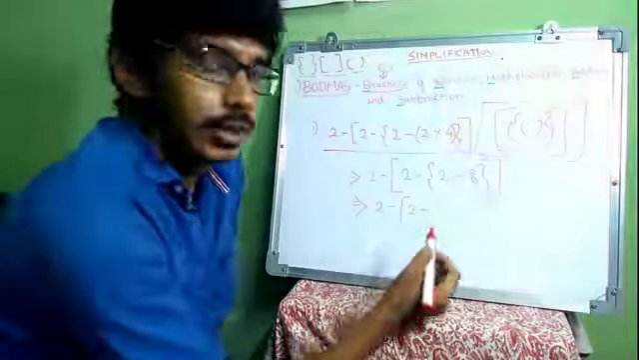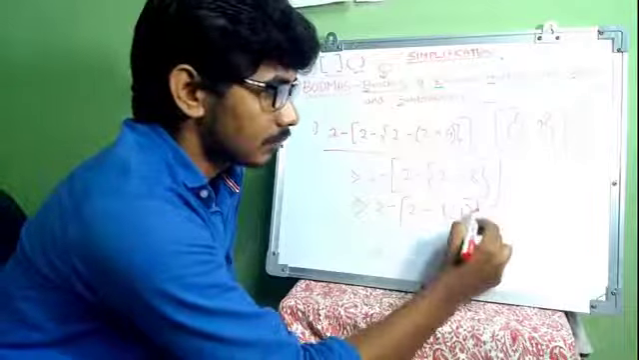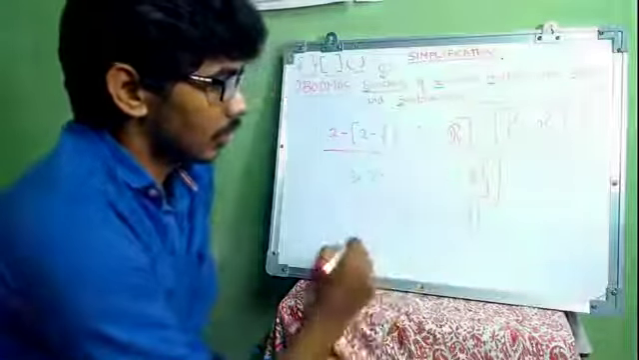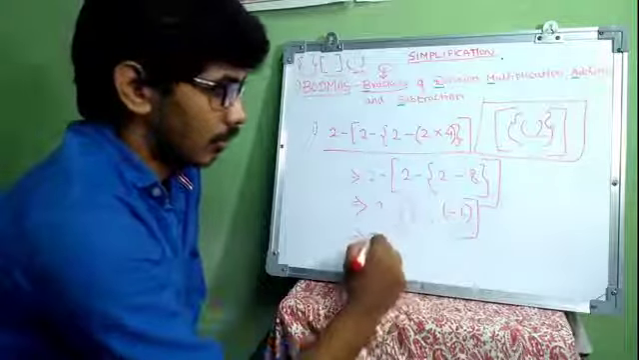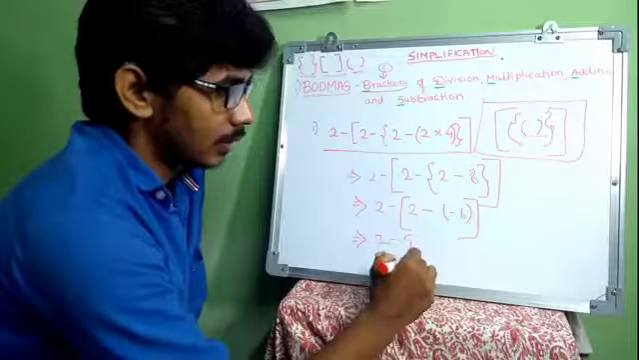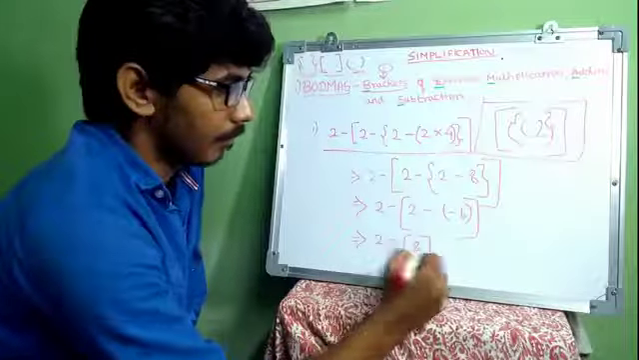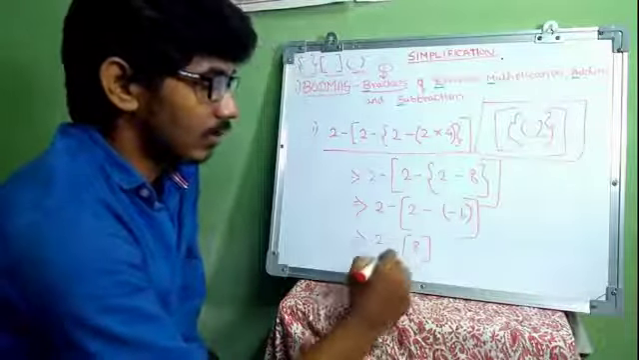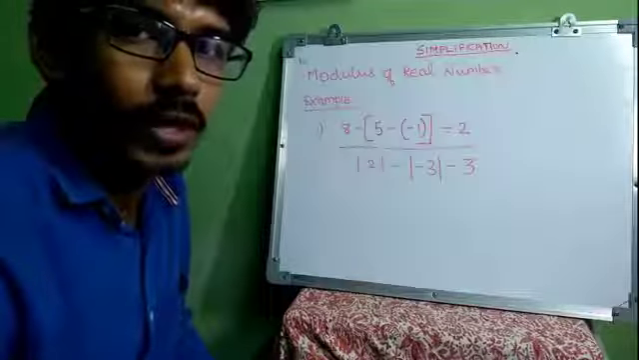2 minus 8 equal to minus 6, right? Like that. And then the square bracket. This is the square bracket you have to solve. 2 minus, minus into minus is plus, right? 8. And the final answer will be minus 6. Is it clear? And our next example is modulus of a real number.